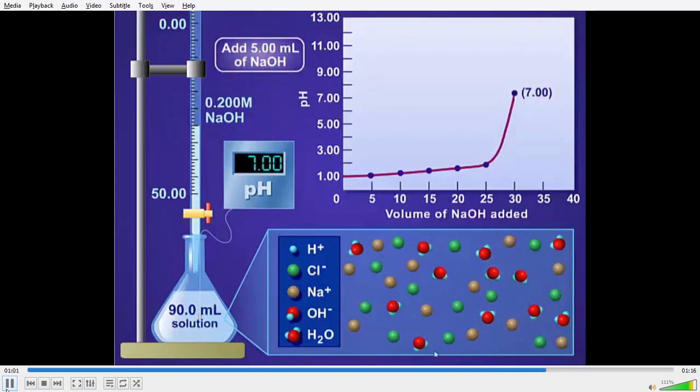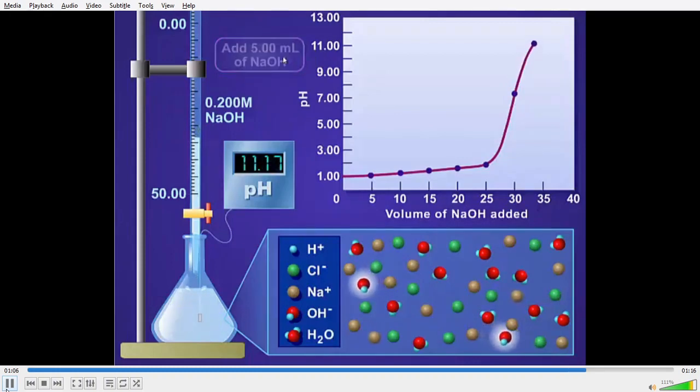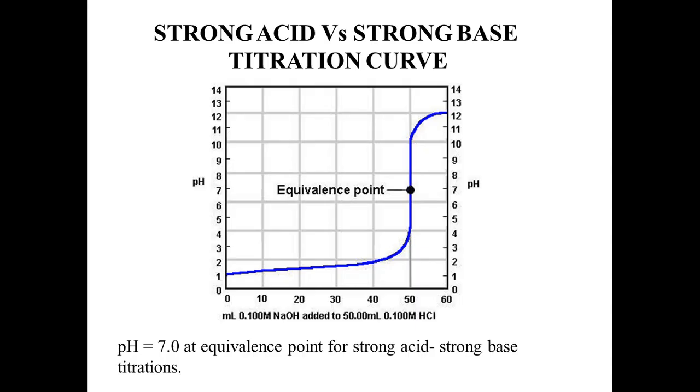Once the equivalence point is reached, the pH reaches 7 for a strong acid, strong base titration. And then it rises gradually beyond that point. This is the typical titration curve for a strong acid versus strong base titration. As you can see, the pH at the beginning of the titration is very low because it is a very strong acid, so it is completely dissociated into H plus and Cl minus ions.